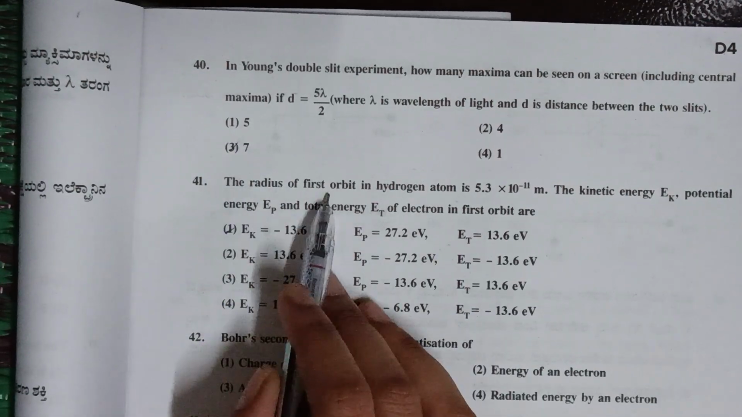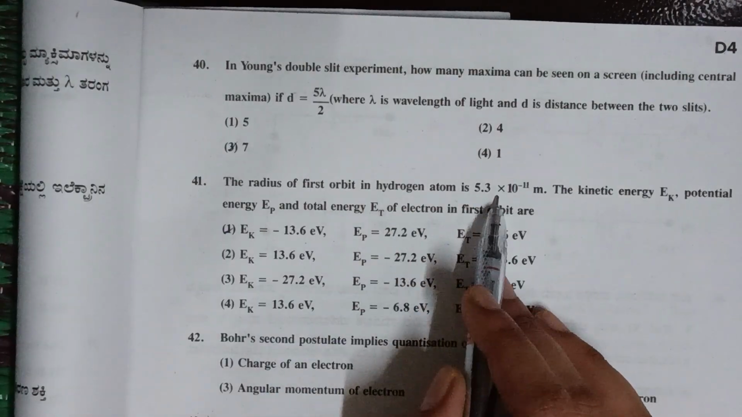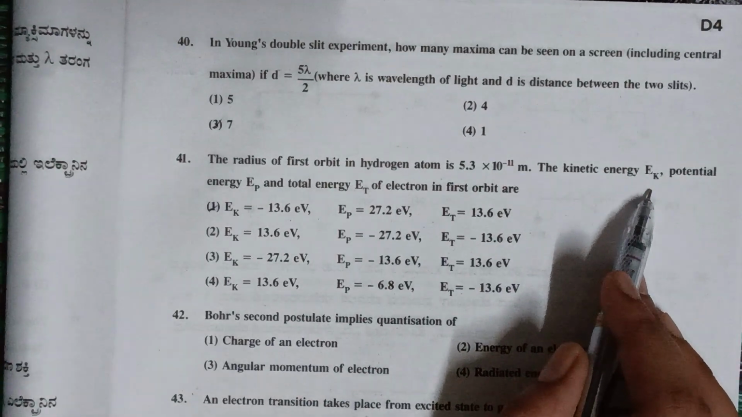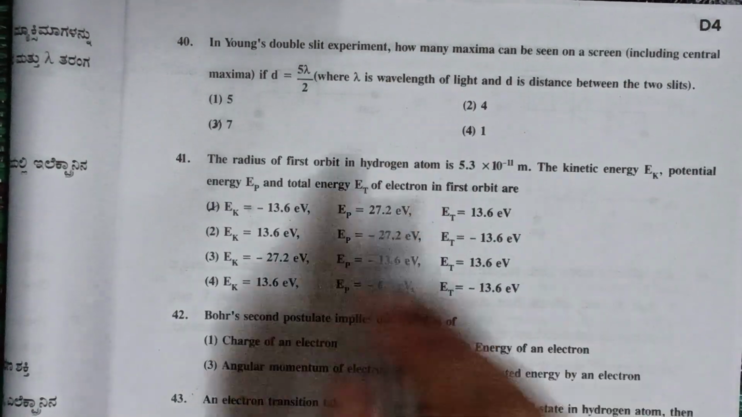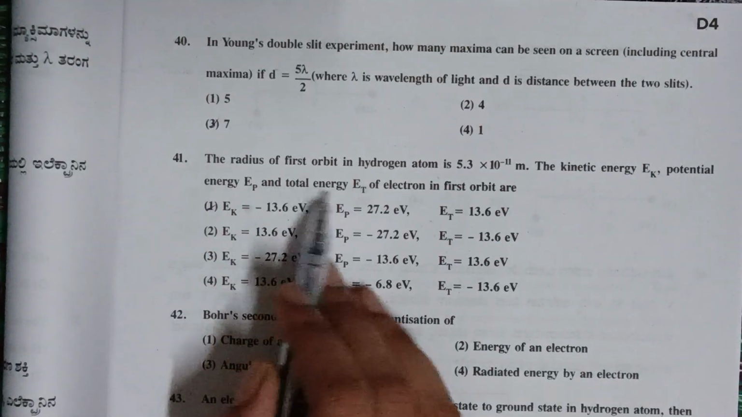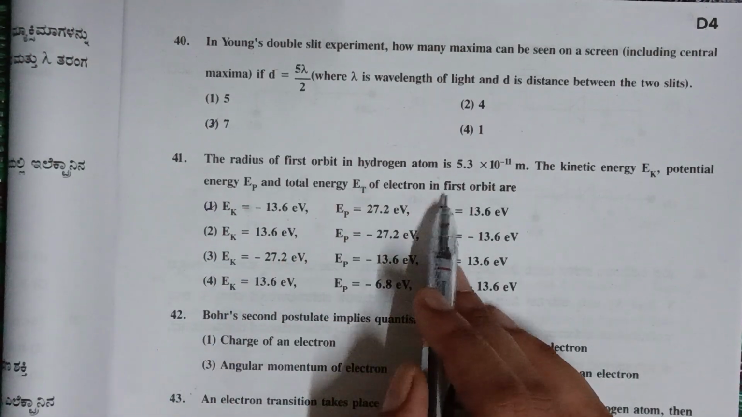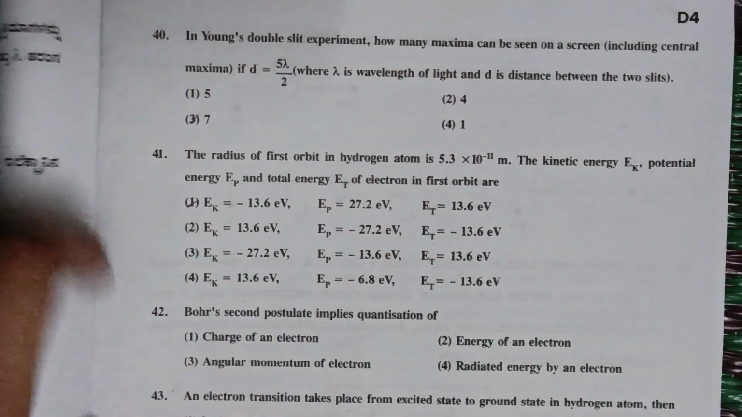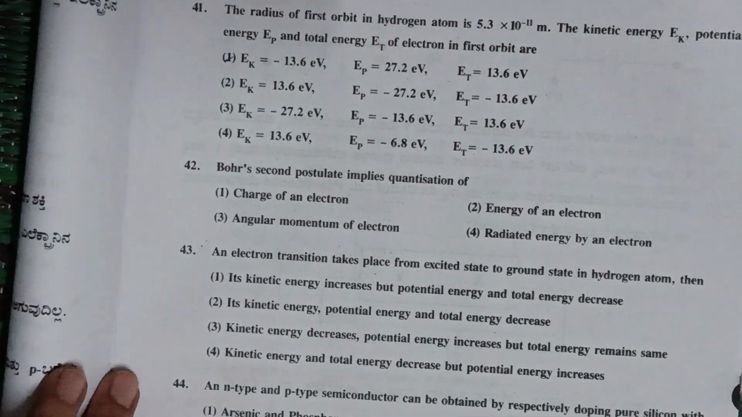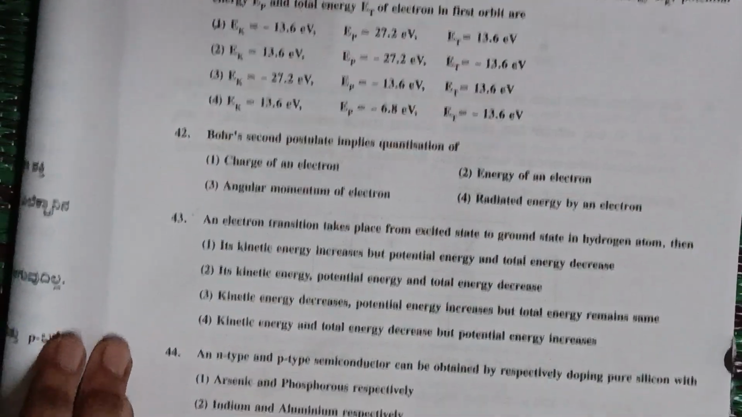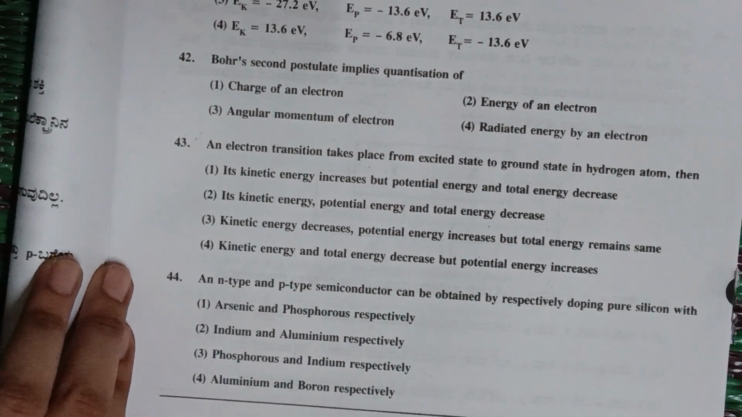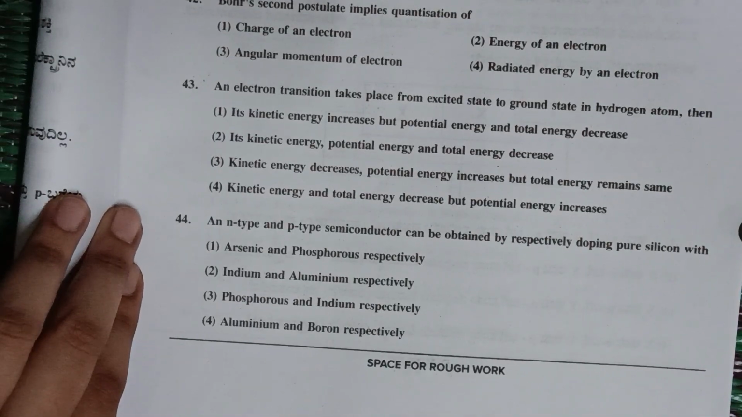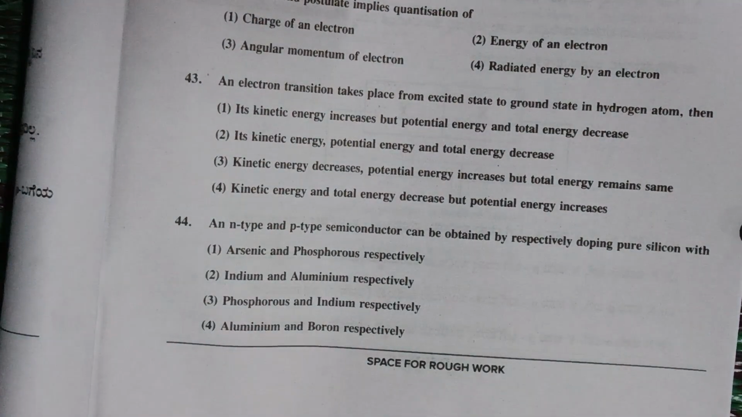41st question. The radius of the first orbit in hydrogen atom is 5.3 into 10 to the power of minus 11 m. The kinetic energy Ek, potential energy Ep, and total energy Et of electron in the first orbit are. Option 2 is the correct answer. For question number 42, the answer is option 3. For question number 43, the answer is 1. And for question number 44, the answer is 3.